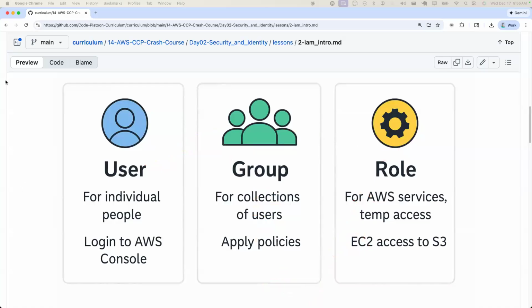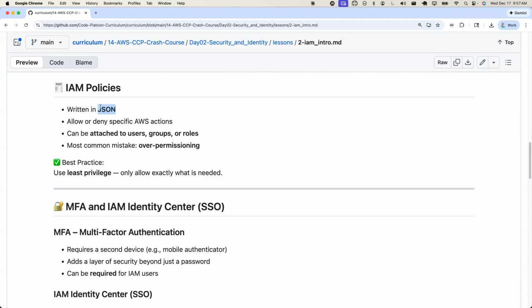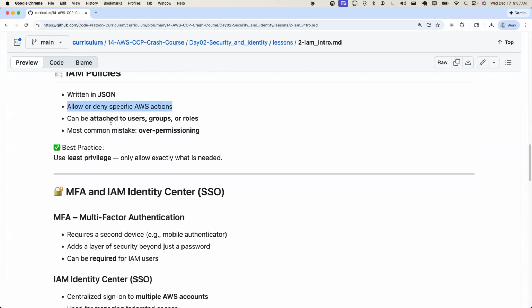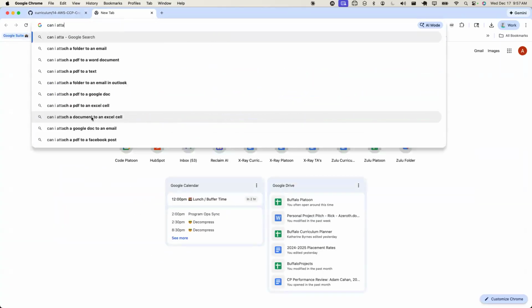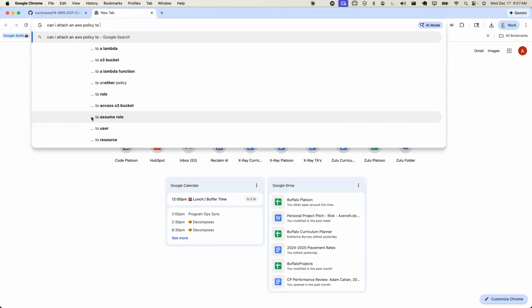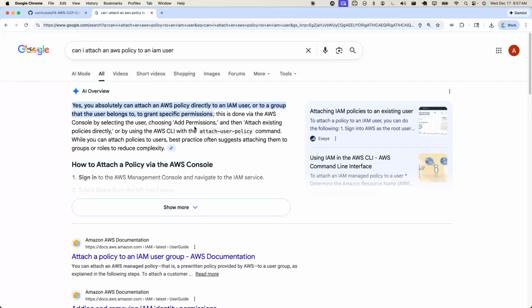I just want to pause here and see if folks have any questions. The policies are actually written in JSON. You can write your own policy. As you can see, AWS has a ton. I apologize, I guess we actually can attach policies to users. I got that wrong. Can I attach an AWS policy to an IAM user? I was totally wrong here. Yes, I can. So it's more a question of using groups for management. I apologize about that.